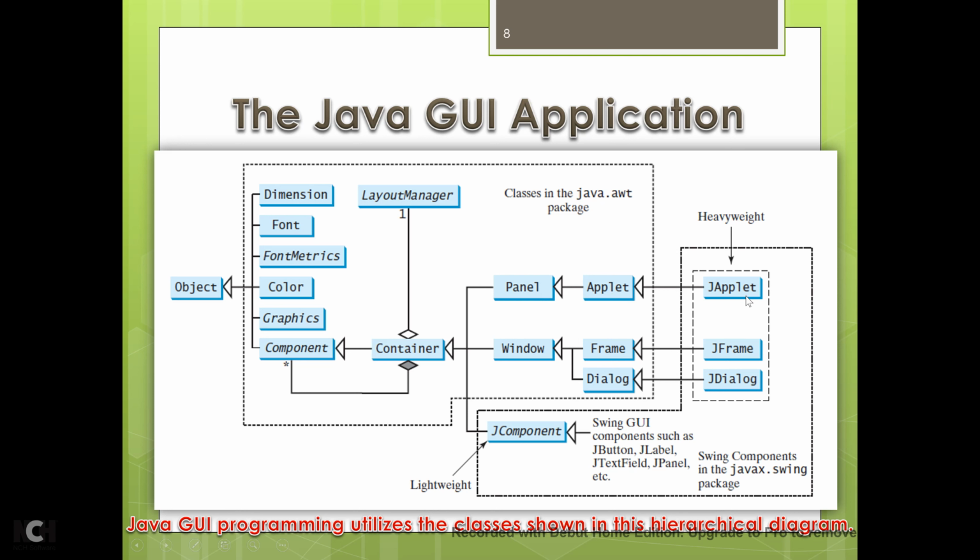Now look at the terms heavyweight and lightweight here. Heavyweight refers to the JApplet, but of course, you're not going to use applets in this course. For the lightweight components, as you can see, the term Swing GUI. In the previous slide, we know that Swing is a lightweight component because it is machine independent. So we are going to focus normally on the Swing GUI classes.